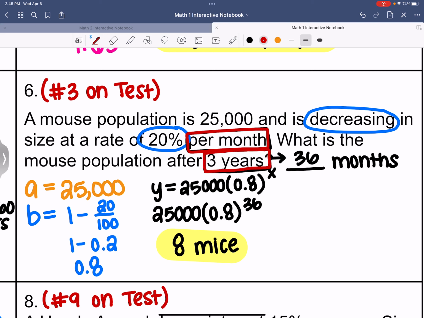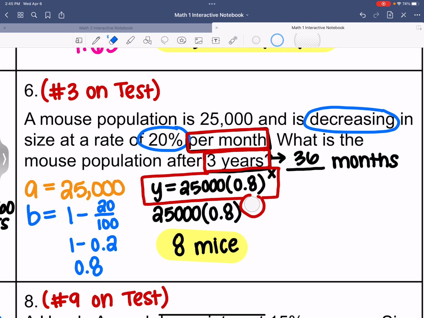So on the test, it says after 2 years. Well, 2 years is going to be how many months? You've got to figure that out, and that's what you plug in for X. So on your test, you actually already had the equation given to you, so you had something already set up like this, and you had to plug in the X value.